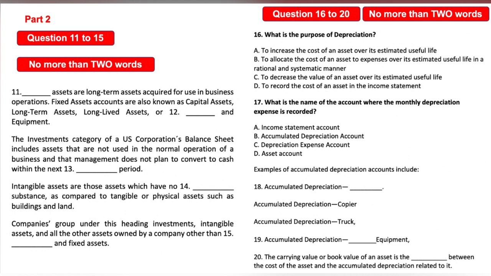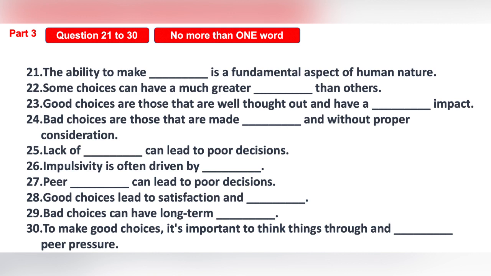The difference between a depreciable asset's cost and its related accumulated depreciation is referred to as the carrying value or book value of that asset. You have some time to check your answers. Part 3. You have some time to look at questions 21 to 30.